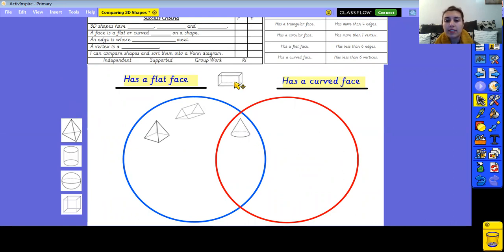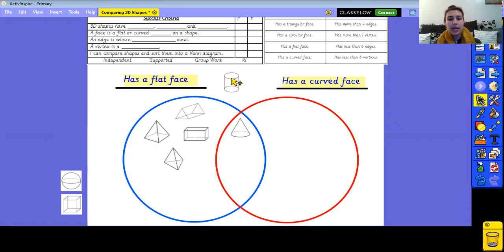Cuboid, does it have a flat face? Yes, it does. It has 6 of them. Does it have any curved faces? No, it does not. So it belongs only in the blue circle. Triangular based pyramid, does it have flat faces? Yes, it does. It has 4 of them. Does it have any curved faces as well? No, it does not. So it only belongs in our blue circle. Cylinder, does it have any flat faces? Yes, it does. It has 2 of them, one on the top and one on the bottom. Does it have any curved faces as well? Well, yes, it does. The one that goes around the middle. So once again, it belongs in both of them.